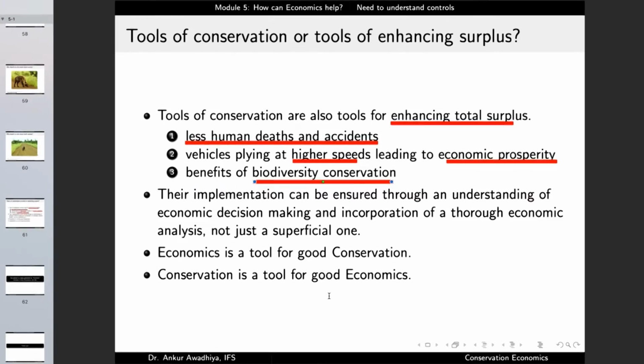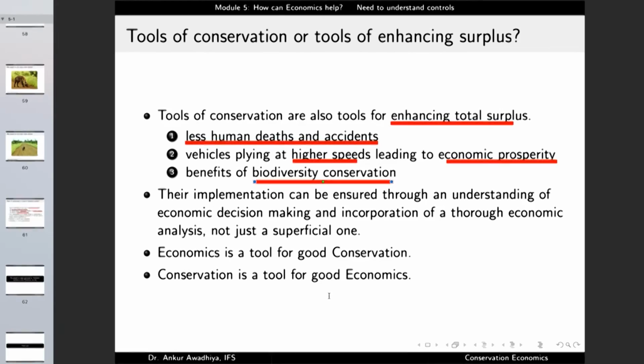Now, similarly, it is important for the ecologist also to understand that we cannot go on saying that, okay, this thing is important for animals, so this has to be done, because that is not a persuasive argument. You also have to know about economics so that you can make use of the language of economics, you can make use of the thought process of economics to portray your case in a much better manner. So the implementation of these tools, such as the mitigation measures, can be ensured through an understanding of economic decision making and incorporation of a thorough economic analysis, not just a superficial one.